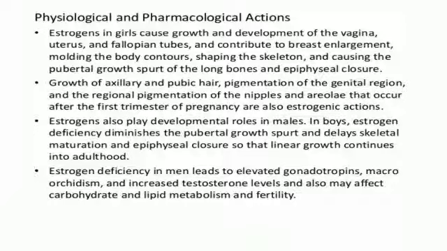Estrogen in girl cause growth and development of the vagina, uterus and fallopian tube, and it contributes to breast enlargement, molding the body contours, shaping the skeleton and causing the pubertal growth, spurt of the long bone and epiphyseal closure. Estrogen plays the most important role in a female body. It causes development of the vagina, uterus, and fallopian tube, and it all contributes to the breast enlargement, molding the body contours, shaping the skeleton, and causing the pubertal growth, spurt of the long bones, and epiphyseal closure.